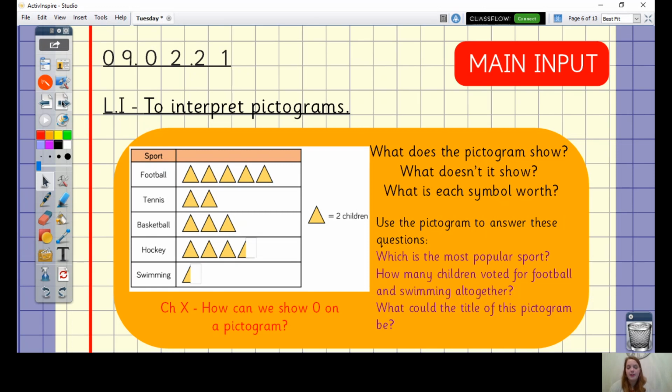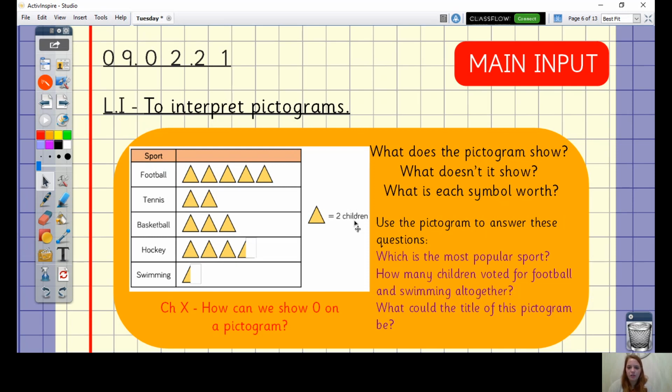Okay, so this pictogram is showing us the number of people that are playing different sports. So we can see the amounts of children that are playing different sports. And it's not showing people's favourite flavour of cake. Okay, and each symbol is worth 2. So if you look at the key here, you can see one triangle equals 2 children. So we know that each symbol represents 2.